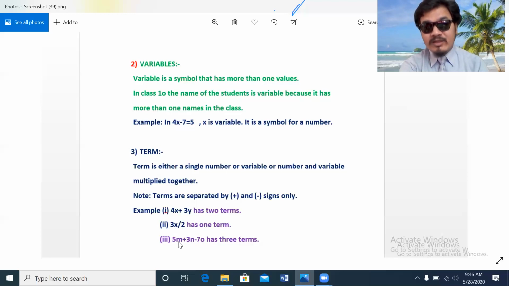Similarly, look at the third example, 5m plus 3n minus 7o. It has three terms. The first term is 5m, the second term is 3n, and the third term is 7o. Like this, terms are separated only by plus and minus signs. Now let's move to the next one that comes frequently in algebra.